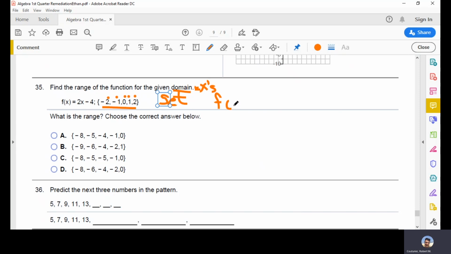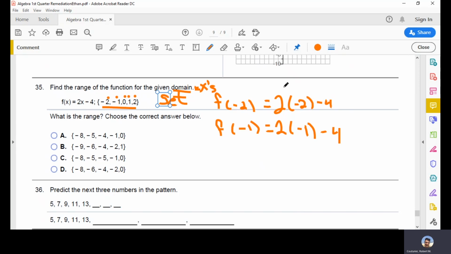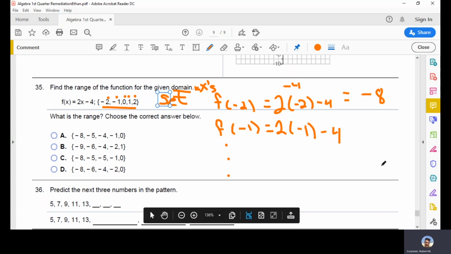So you're going to do f of -2, which means you have 2 times -2 minus 4. Then you're going to do f of -1, which means 2 times -1 minus 4. And you keep going. Start off, 2 times -2 is a -4. -4 minus 4 equals -8. And so on. So you're going to do it 3 more times and get your 3 more answers.